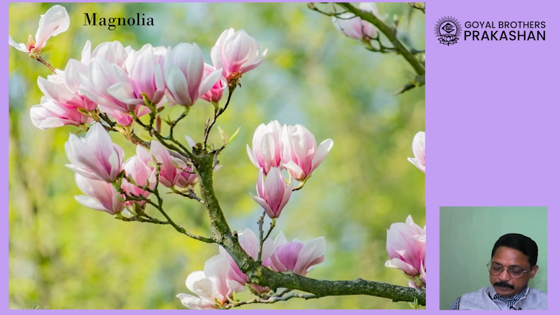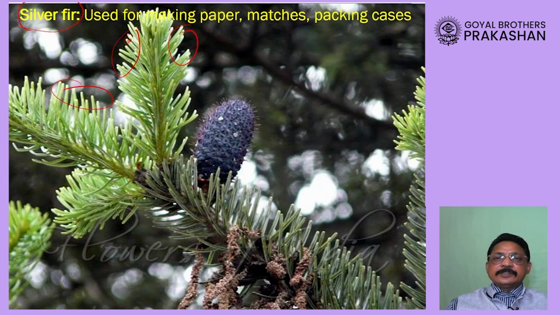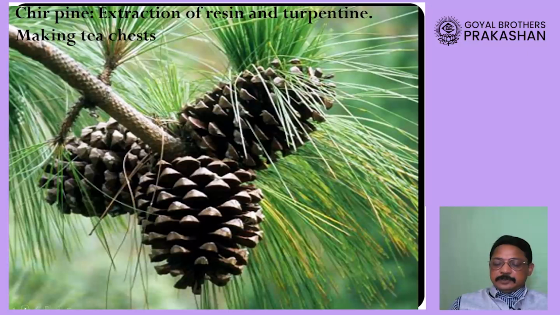This plant is Magnolia, grown as an ornamental plant to increase the beauty of the surroundings. This plant is called silver fir. Now look at this plant here, children. You get a silvery kind of color, or silvery kind of feel, at the edges of this plant. Therefore it is called silver fir. It is used to make many things like paper, match boxes, as well as packing boxes.